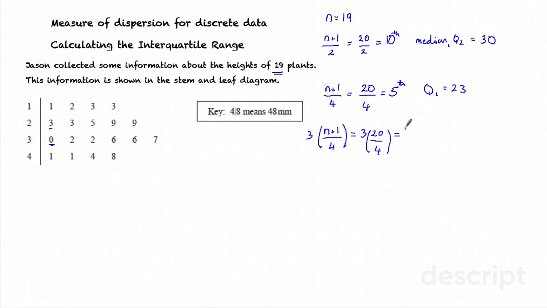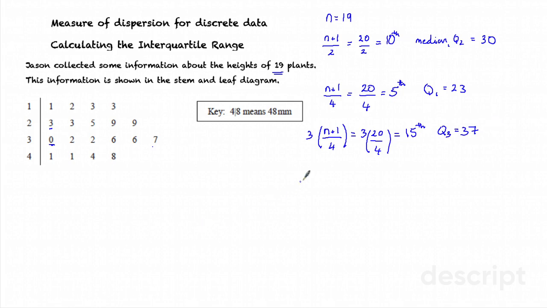That will actually give me the 5. 20 divided by 4 is 5, times 3 is 15. I'm looking for the 15th value. Counting along, 1, 2, 3, 4, 5, 6, 7, 8, 9, 10, 11, 12, 13, 14, 15. It's 37. So Q3, my upper quartile, is 37.